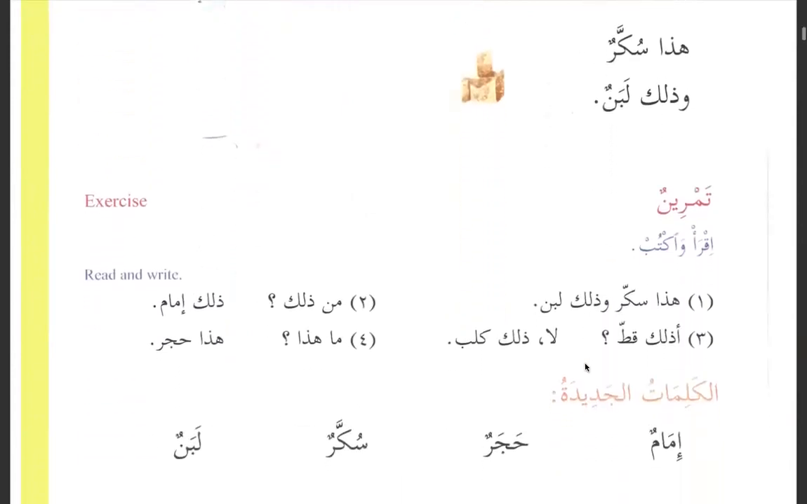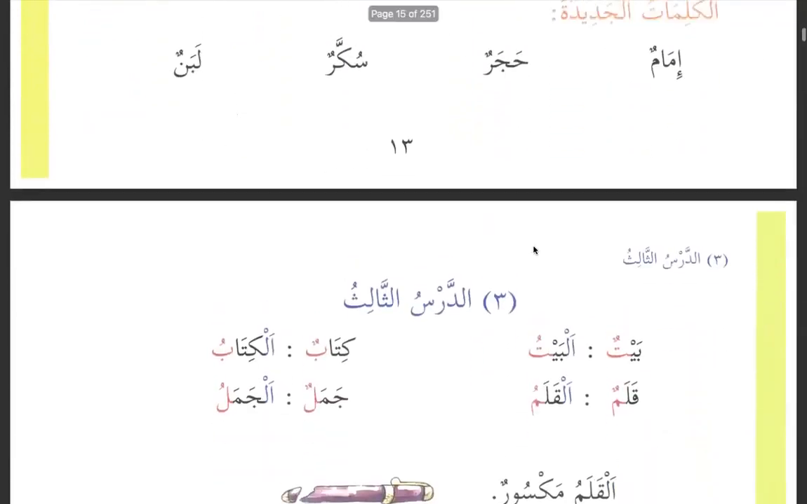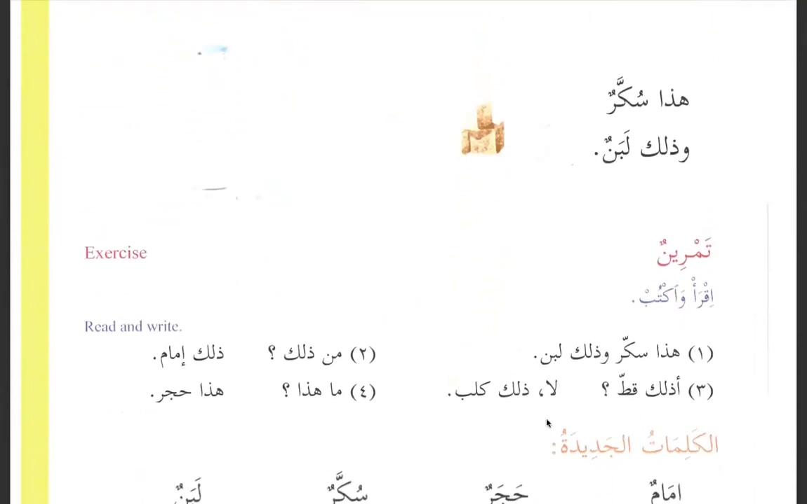Okay, so let's look at the tamreen. Over here, tamreen means exercise. اقرأ واكتب. Read and write. So we're going to take a 10-minute break, and then for classwork, inshallah, we'll do this. We'll take a 10-minute break, and then for classwork, we'll come back, and then we'll write this and do it, inshallah. Okay?